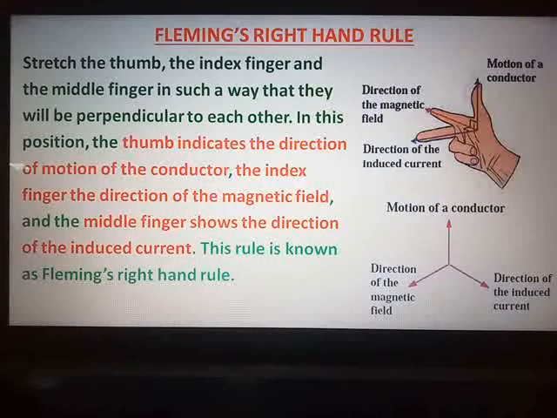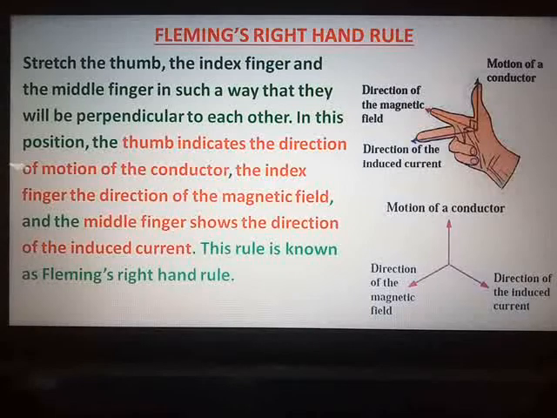So if it is asked for 2 marks, then first half a mark is for writing this part, index finger, middle finger, how they should be in which position. Next 1 mark, half mark for indication of thumb, half mark for indication of index finger, and half mark for the indication of middle finger. So in this way the 2 marks are distributed.